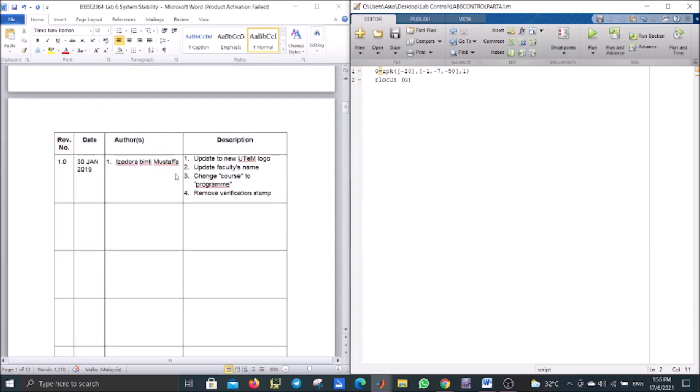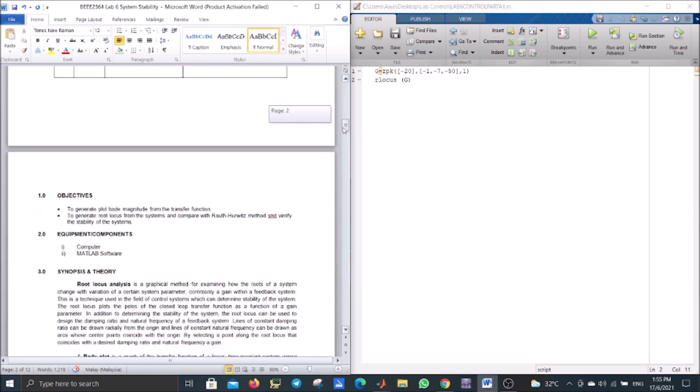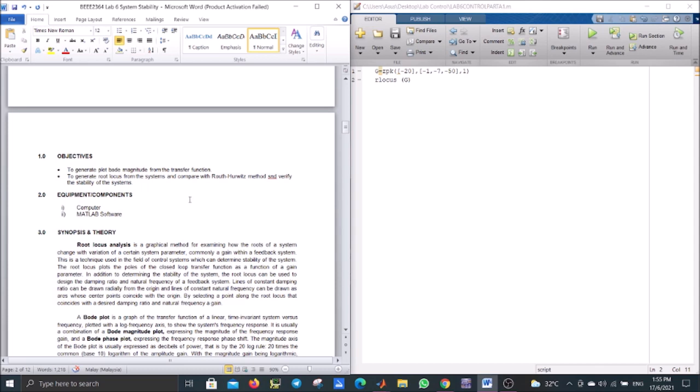Okay, this is the lab report, and this is the MATLAB. Firstly, let's go through the objective. The objective of this lab is that the student needs to learn how to generate the plot magnitude from the transfer function, and the second objective is how to generate the root locus from the system and compare it with the Routh-Hurwitz method and verify the stability of the system.